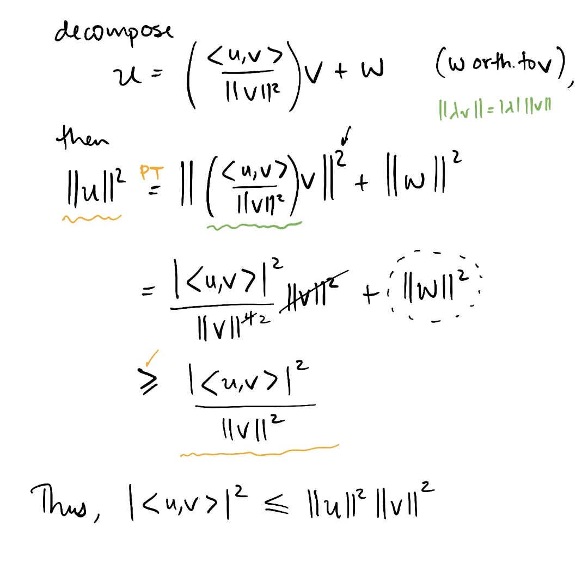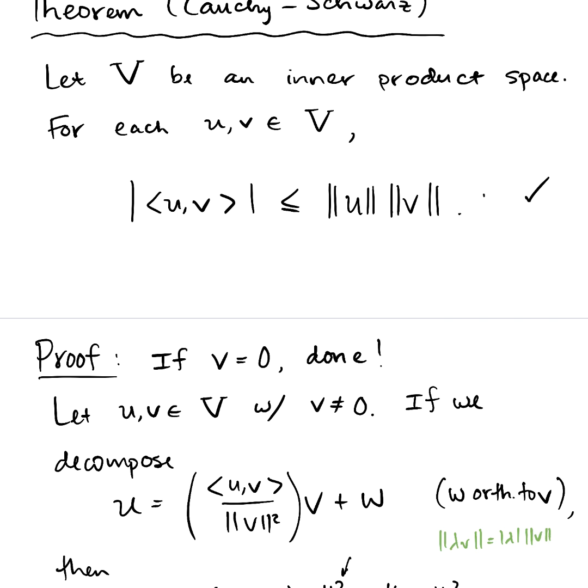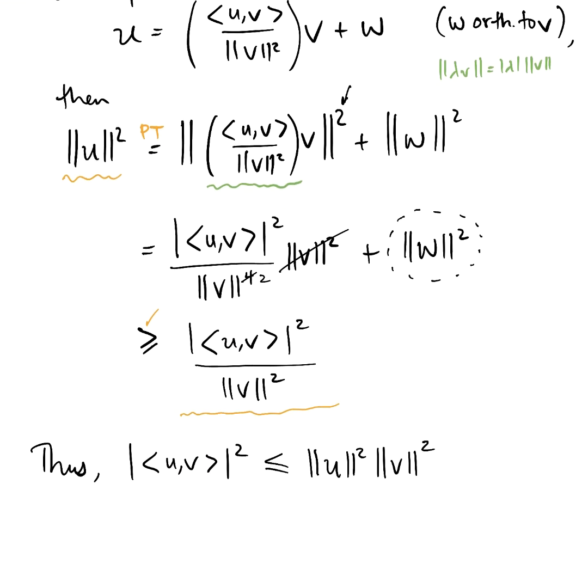Now we can just take square roots, and we have the statement of the theorem. So that's the end of the proof. All we have to do is take square roots at this point, so I'm going to call it done. But I want us to get some added value out of this proof.